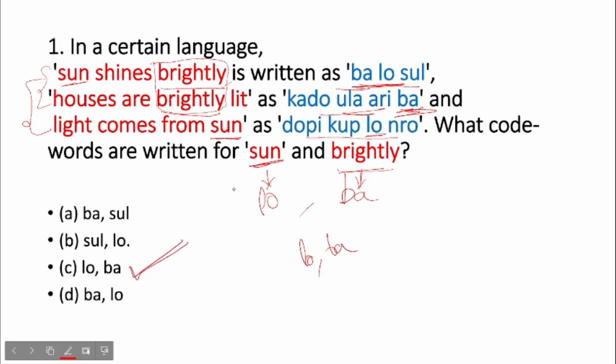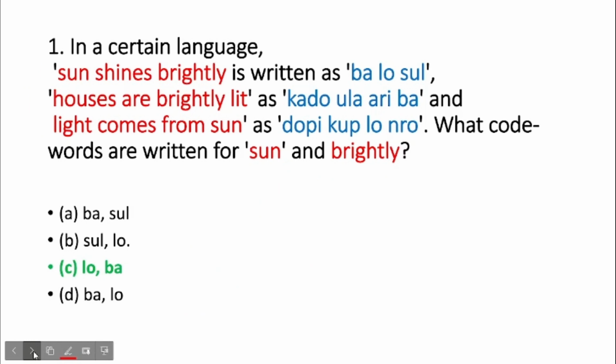Here we need to be careful while choosing the option. We should follow the sequence given in the question. BALO would not be the answer, because here first sun is asked and then brightly is asked. So LO BA would be the answer. The answer would be C.